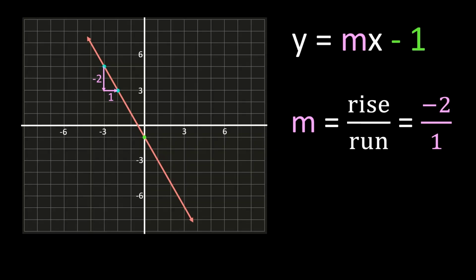which means my slope is equal to negative 2 over 1, and negative 2 over 1 is equal to negative 2. Now that I have my slope of negative 2, I can substitute it for m in my slope-intercept form. So the equation of this line is y equals negative 2x minus 1.